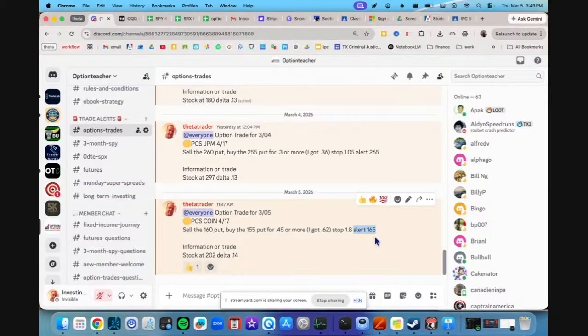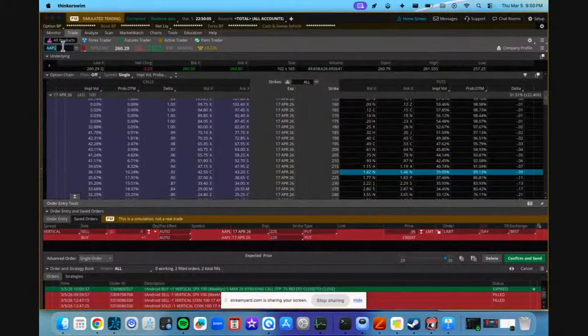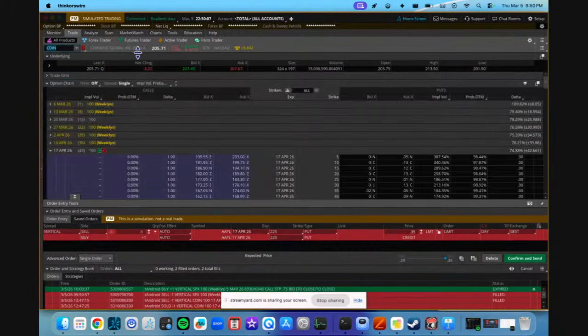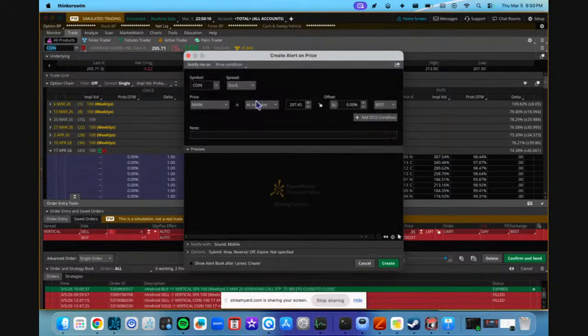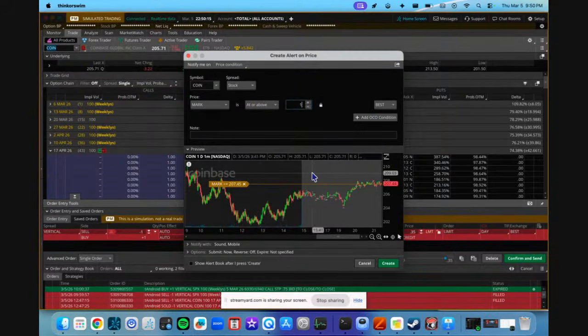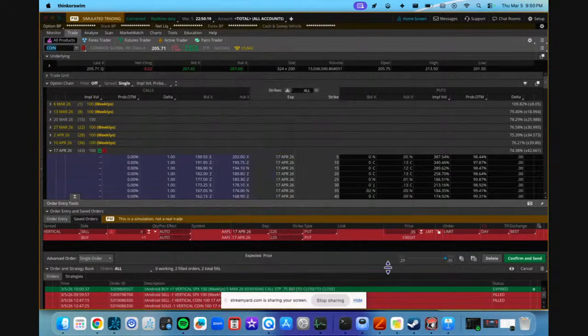So every day I do one of these credit spreads, typically at lunchtime. These are fairly hands off. Again, you could sell a put, buy a put, credit spread, and then you just set an alert price. So, for instance, for COIN, you sell the put, buy the put, and then create an alert. And it was 165. You can go at or below, and then that's it.